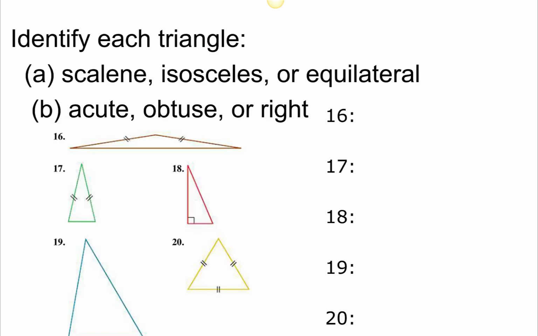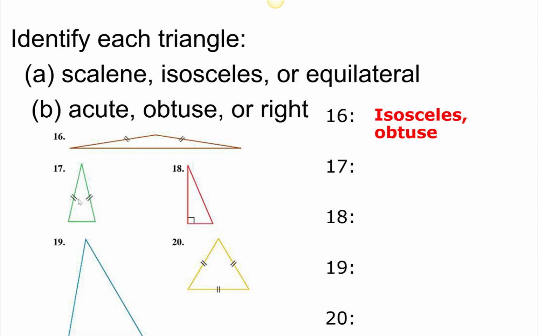Identify each triangle first based on the sides, scalene, isosceles, or equilateral, and then based on the angles, acute, obtuse, or right. So the first one we see there, number 16, notice the little tick marks here. That tells us that those 2 sides have the same measure. So we know that that's going to be an isosceles, 2 sides with the same length, and it's an obtuse triangle because we notice this angle here is more than 90 degrees.